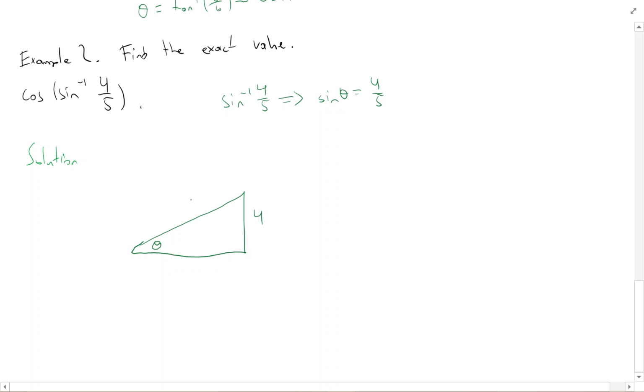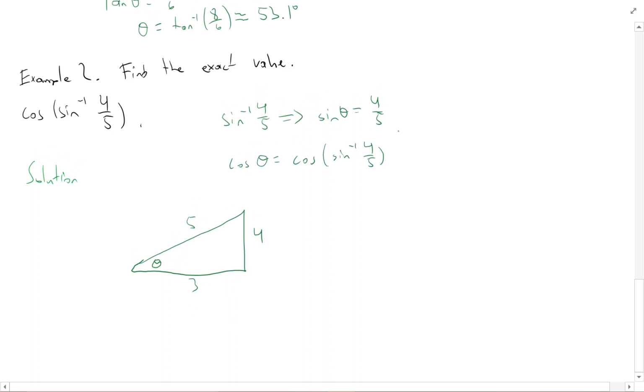So I've got 4, 5, use the Pythagorean theorem, and I figure out that the remaining side is 3. So now if I want to figure out what cosine of theta is, so cosine of theta is equal to cosine of inverse sine of 4/5. Well, that's just going to be adjacent over hypotenuse, and I get my answer of 3/5.